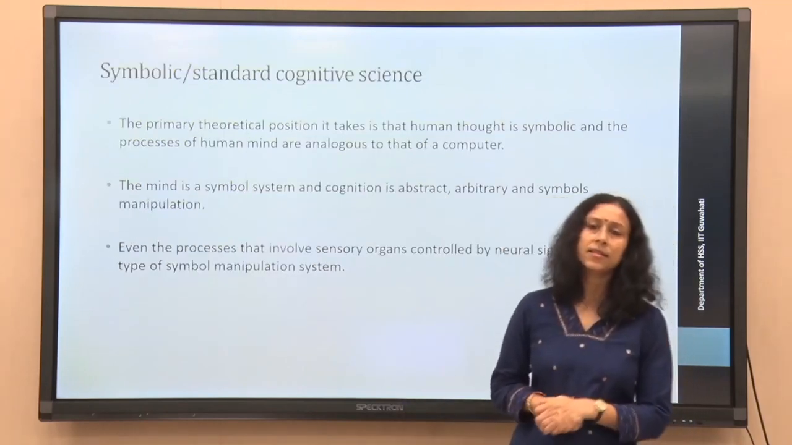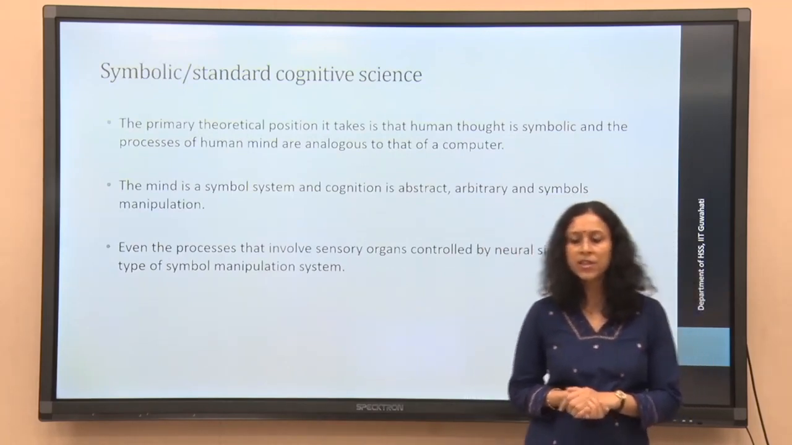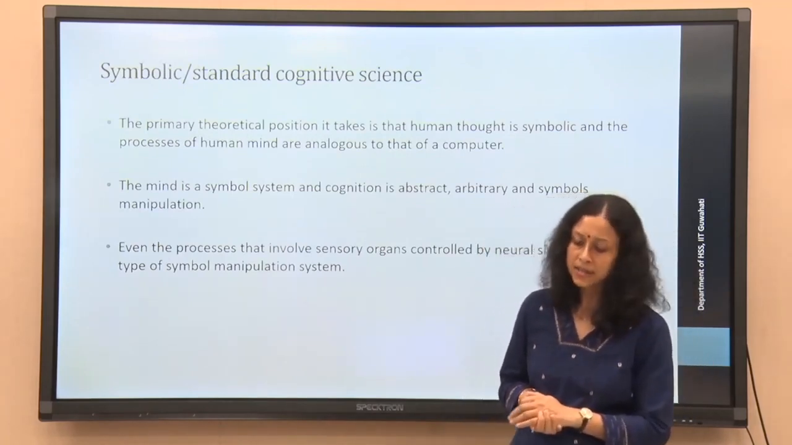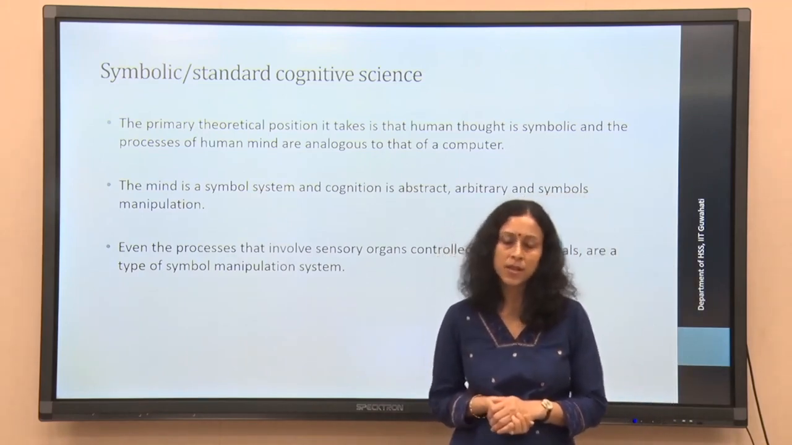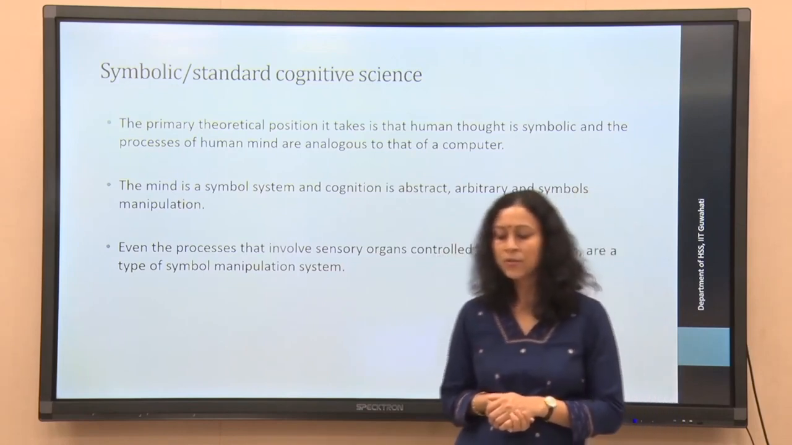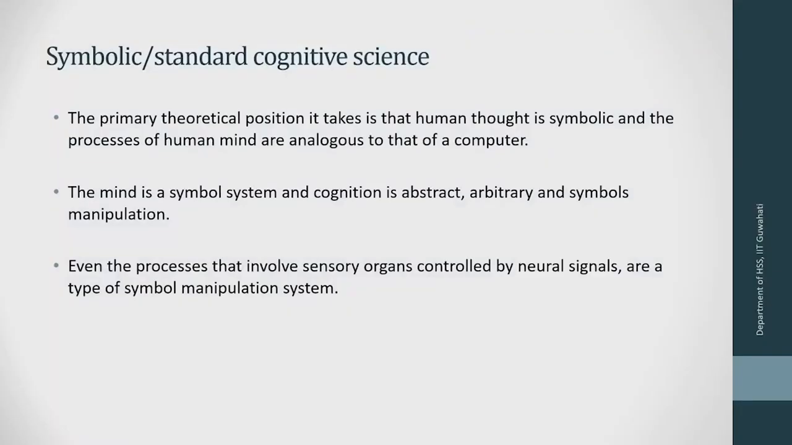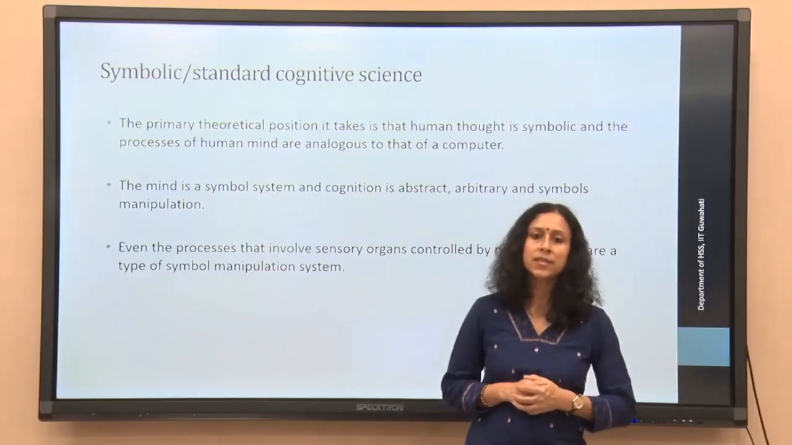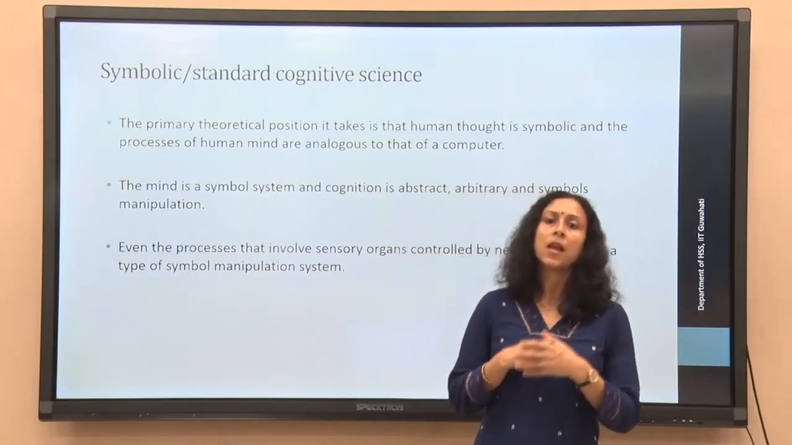Within cognitive science, there were different trajectories of development. In the initial years, symbolic cognition or standard cognitive science was the most important one, that was the primary standpoint. The primary theoretical position it takes is that human thought is symbolic and the processes of the human mind are analogous to that of a computer.